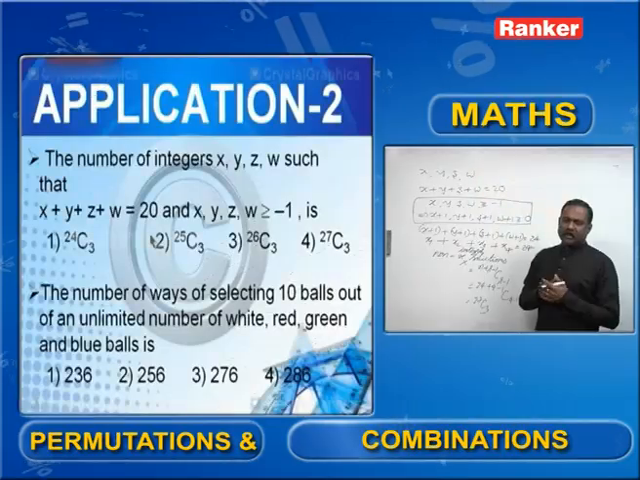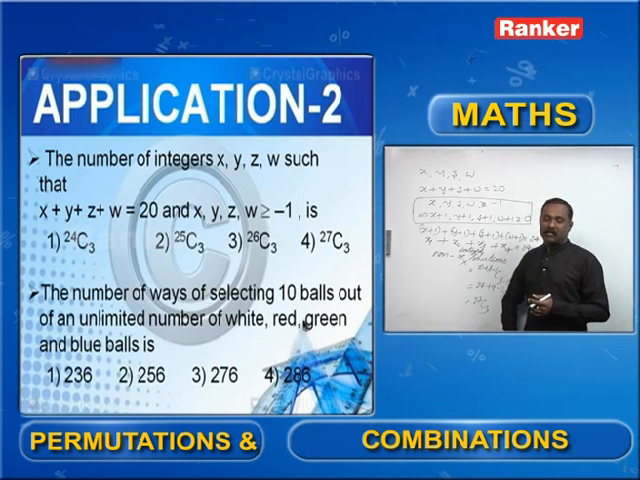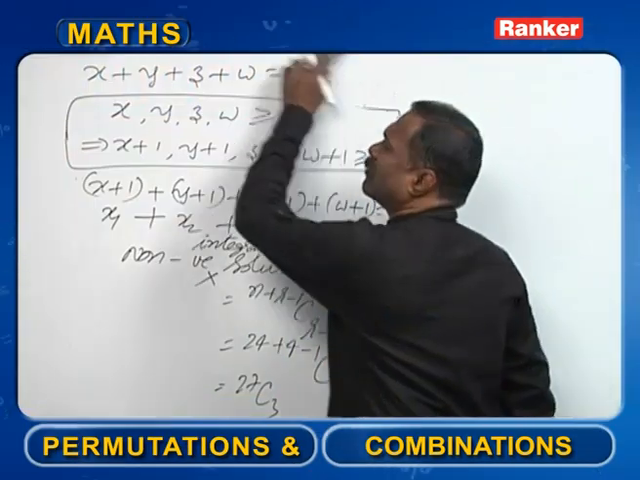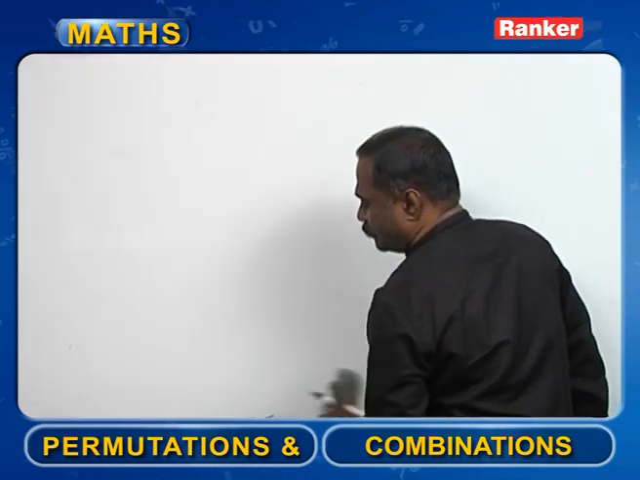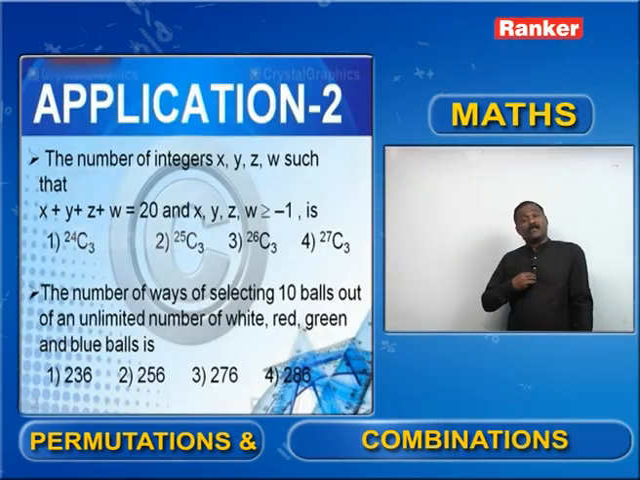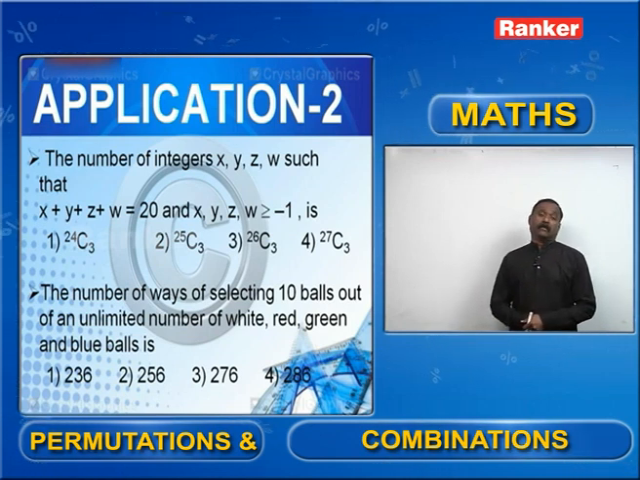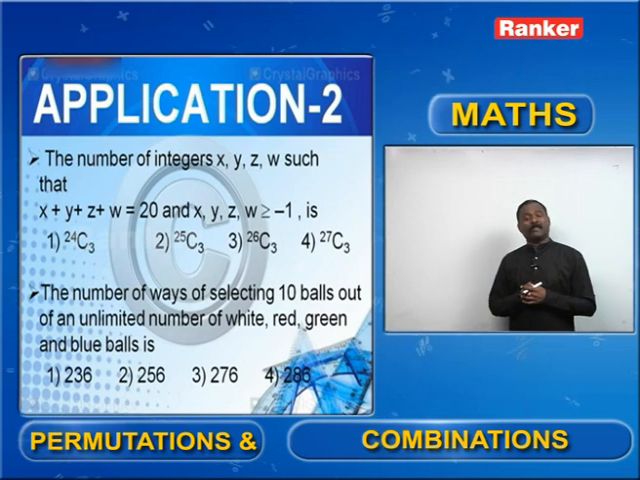Okay, now coming to the next problem, the number of ways of selecting 10 balls out of an unlimited number of white, red, green and blue balls. When you go through such a problem, you will literally be confused, because in the question it is given that an unlimited number of balls are there. How to choose 10 balls out of them, and how many ways can we select 10 balls from them? But we have to take only the category here.